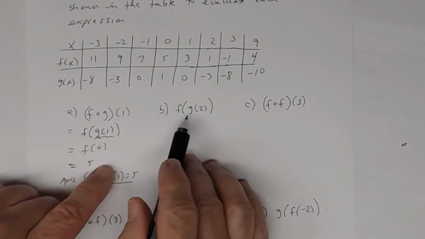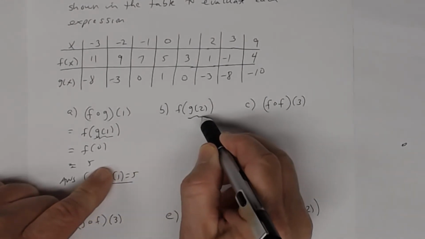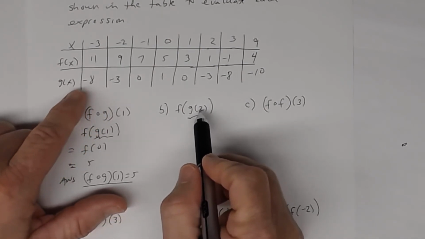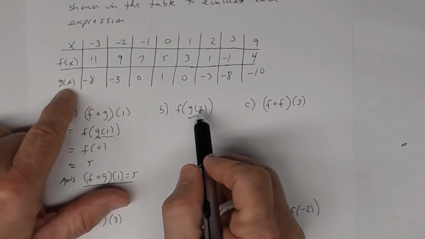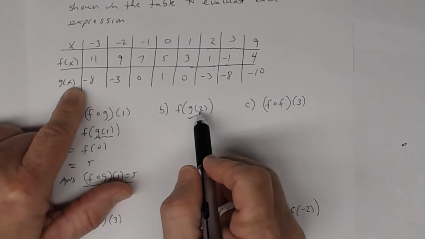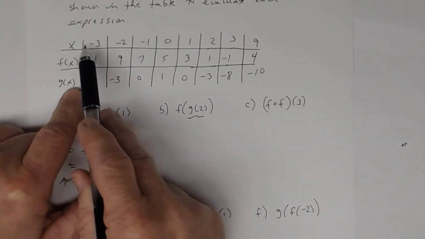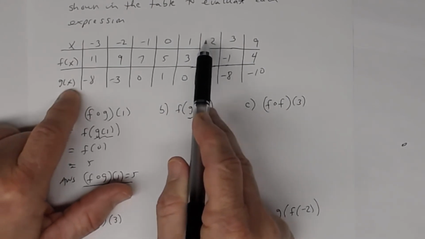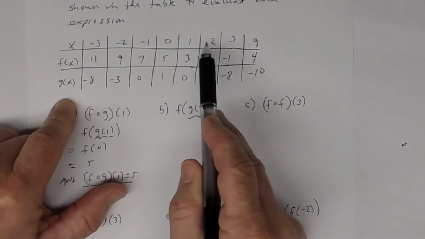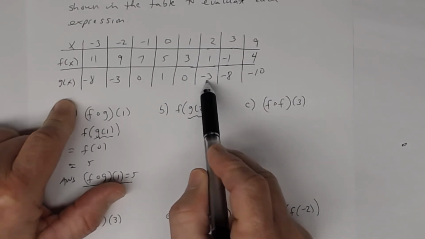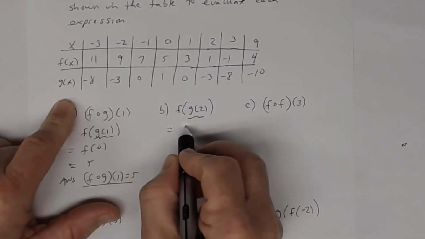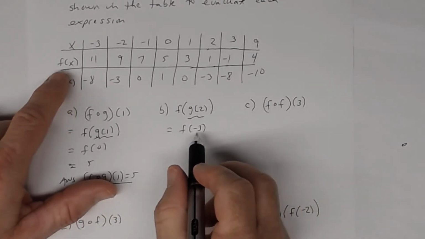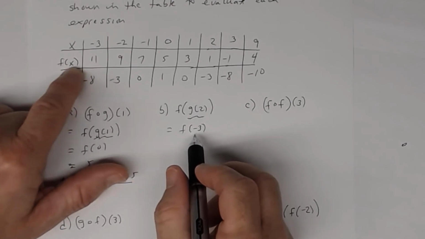The second one is already in that nice form, so you just have to find g of 2 now. Remember, x is 2, right? So you've got to find the y value for g when x is 2. Here's your g row. You've got to find where x is 2. So x is 2 here. So g of 2 is negative 3. So it becomes f of negative 3. Now you're going to find what f of negative 3 is using your f function.